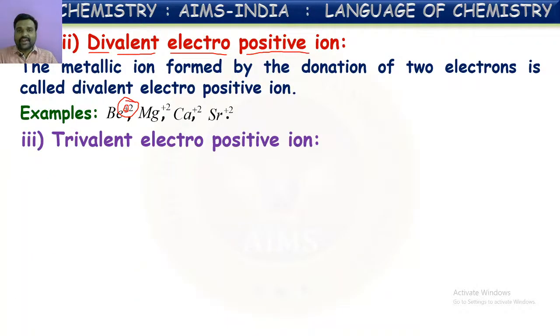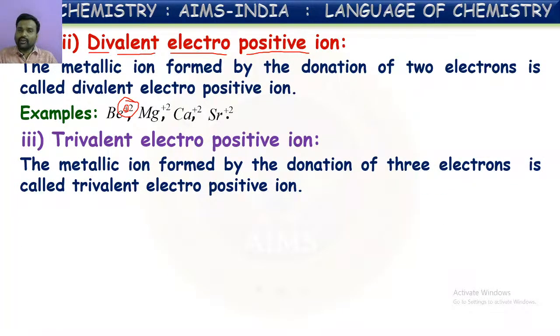Next one, trivalent electropositive ions. The metallic ions formed by the donation of three electrons are called as trivalent electropositive ions. Let us see some examples for these also. Al plus 3, Fe plus 3, cobalt 3 plus, strontium plus 3. These all are ions which are formed by the loss of three electrons.